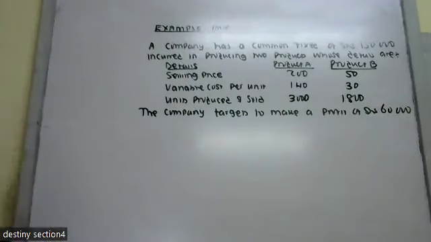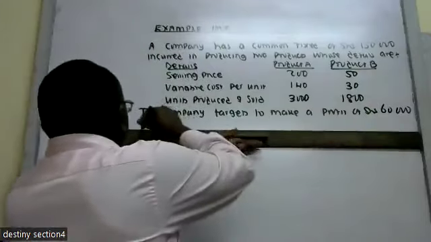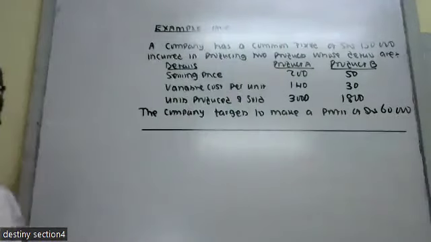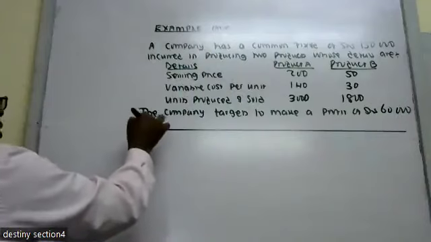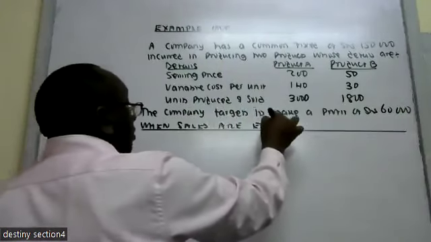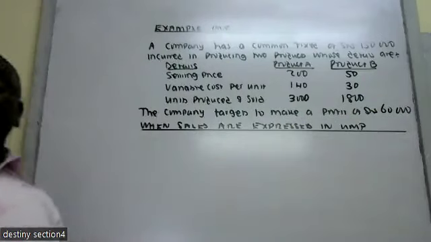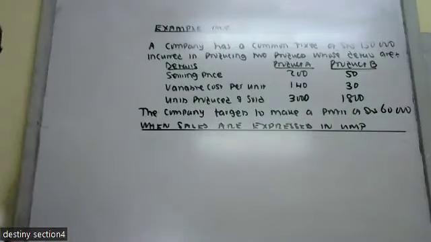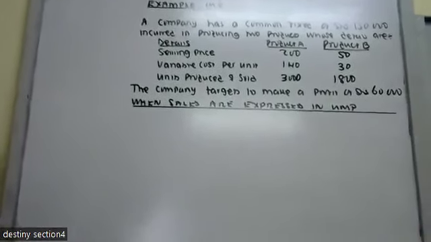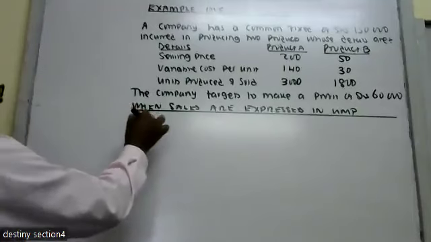So if you get a question like that, how do we go about it? Again, just like we did with the other one, when sales are expressed in units, what do we do? The first thing is to get the contribution margin of product A.